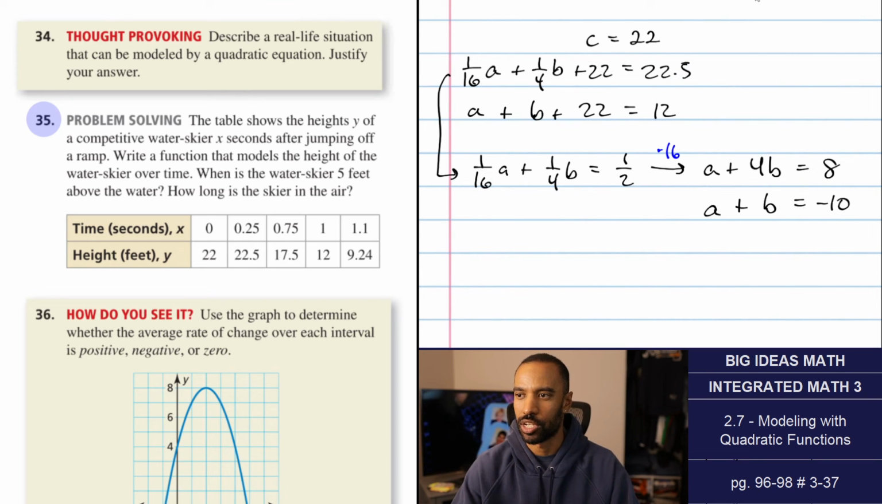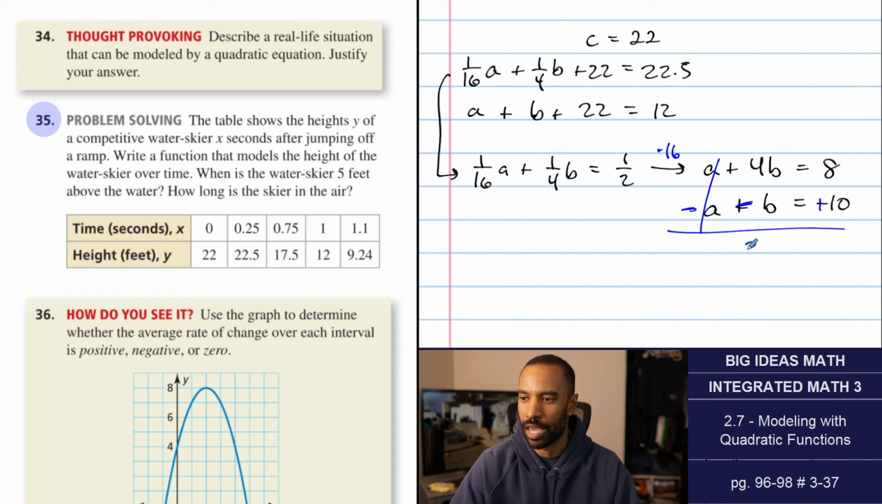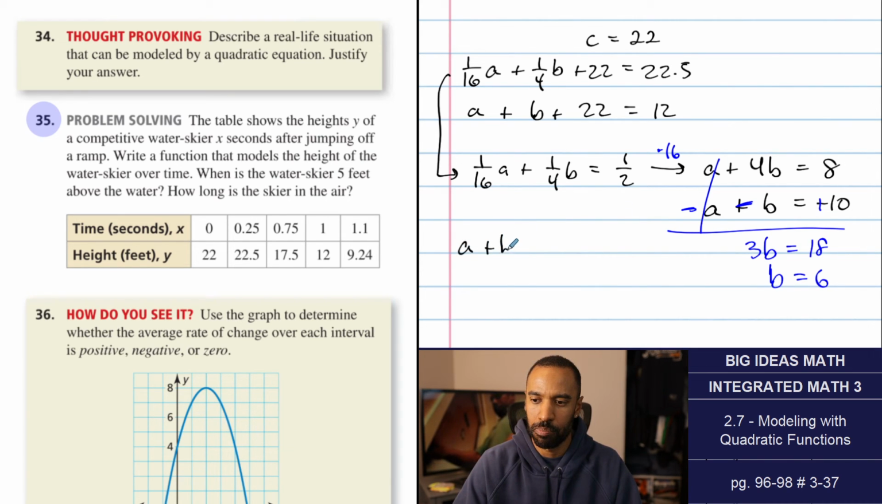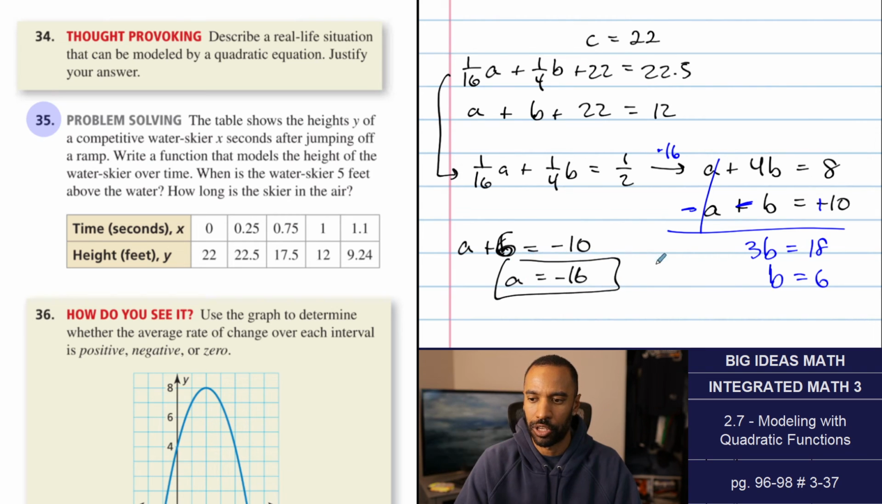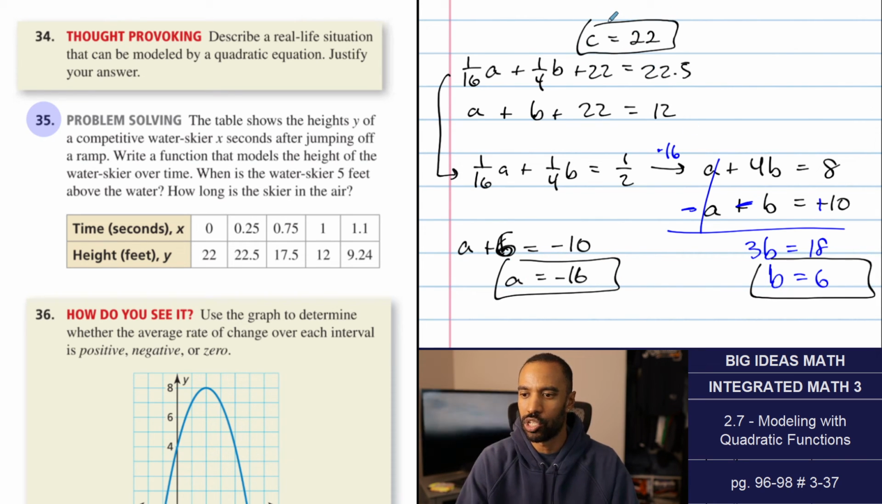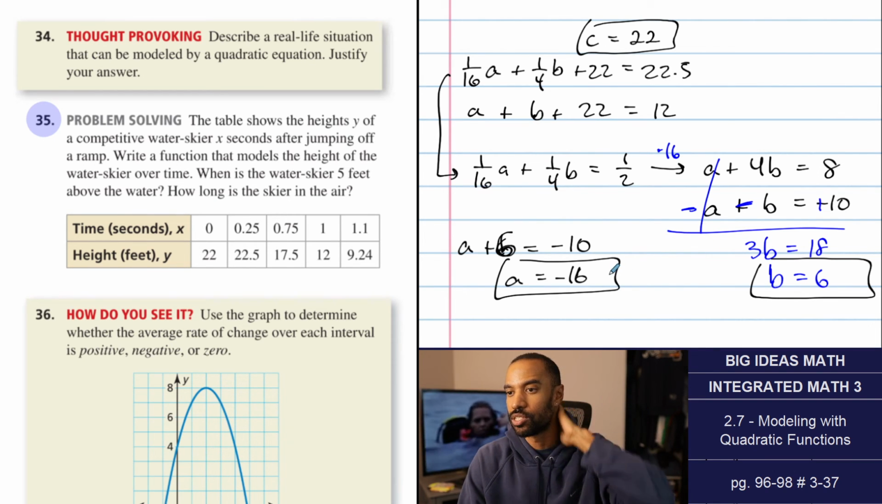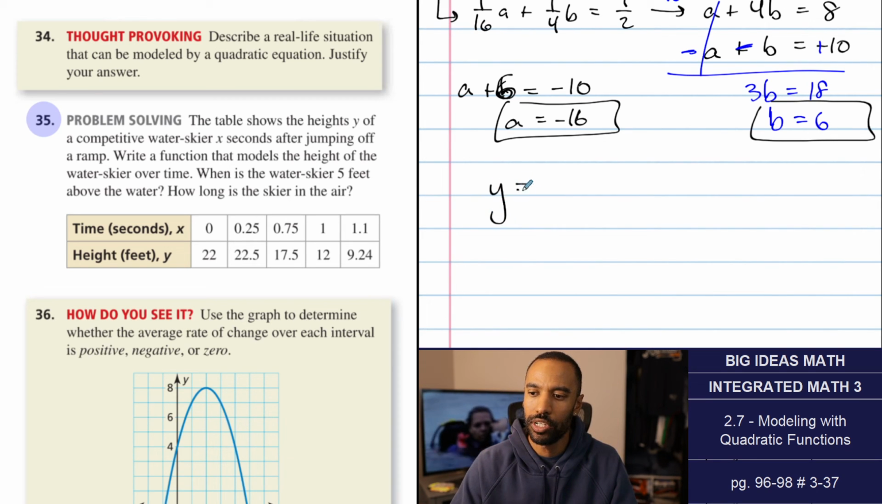Now if I want to eliminate something such as A, let's change this to negative and this positive, and eliminate, and we get 3B equals 18, so B equals 6. According to my calculator, B equals 6 was a correct answer. To solve for A now, we have an equation that says A plus B equals negative 10. B is now 6, so subtract 6, and you get A is negative 16, an expected value because of gravity, and C is 22. So we now have y equals negative 16x squared plus 6x plus 22, which is the same as the calculator.